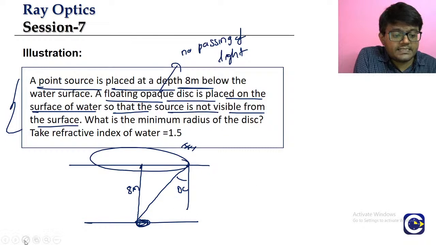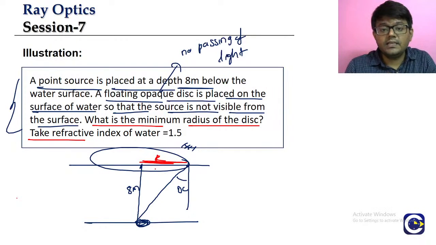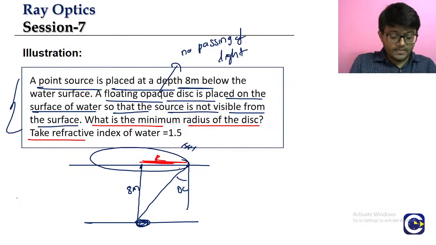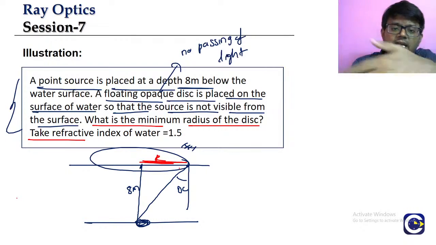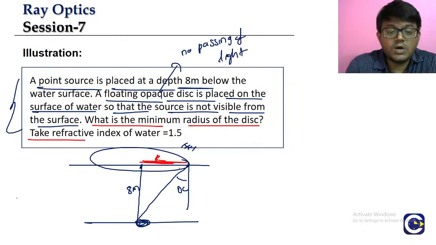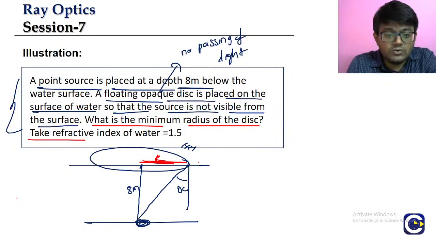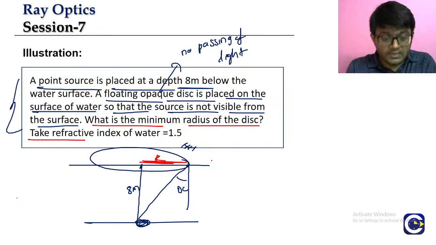Now the radius of the disk we have to find out. What is being asked? What is the minimum radius of the disk that is required to cover up this area? When I say minimum radius, it means if you take a larger disk, that will also be able to cover it, right? So the condition is we have to find the minimum radius that is required for the disk to cover up all the light coming from the point source. The point source is sitting below.